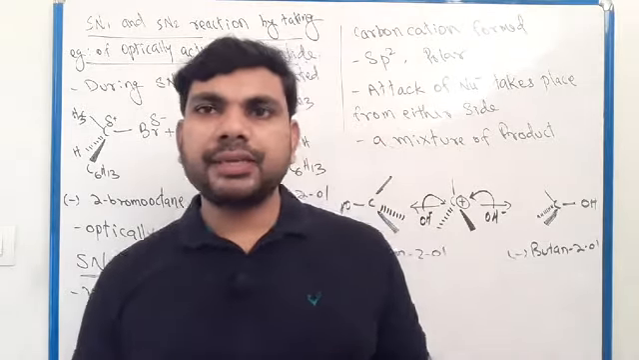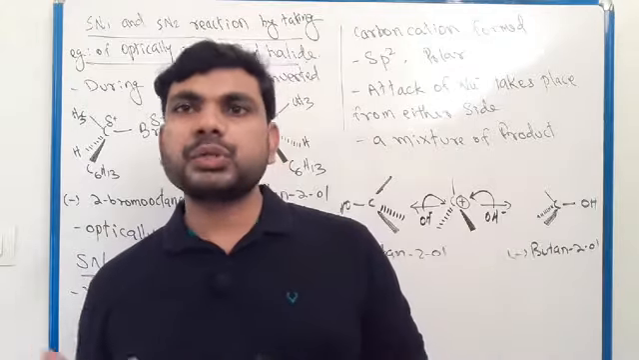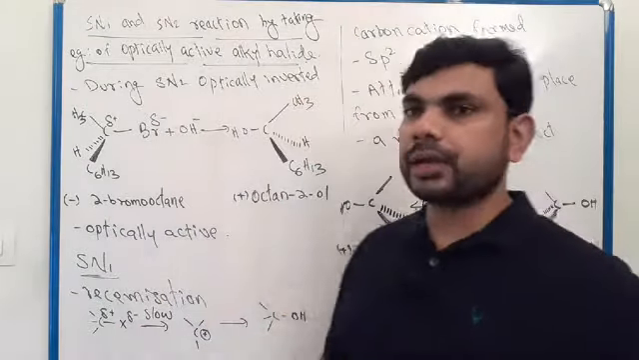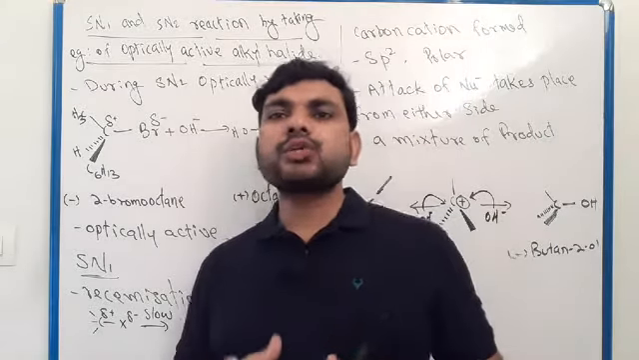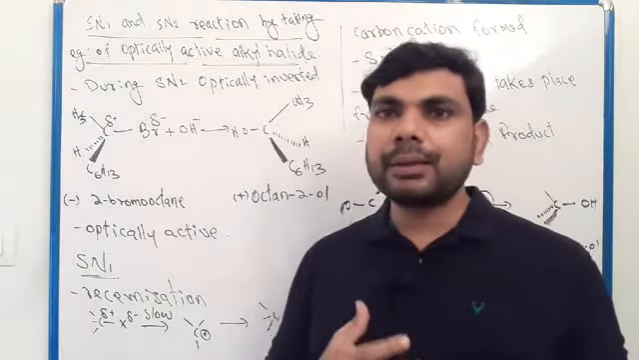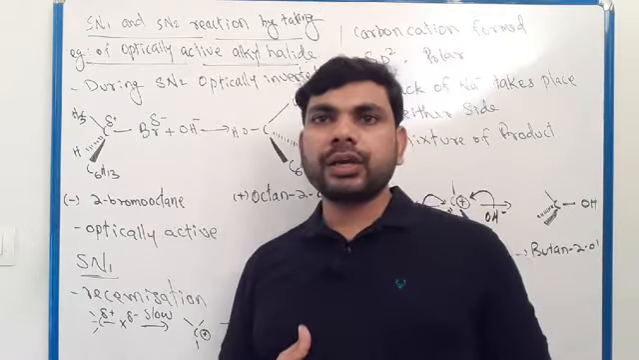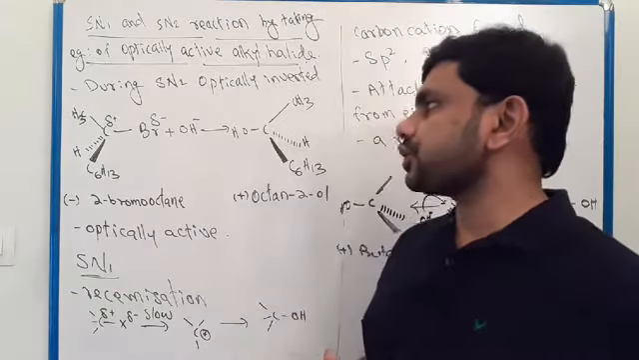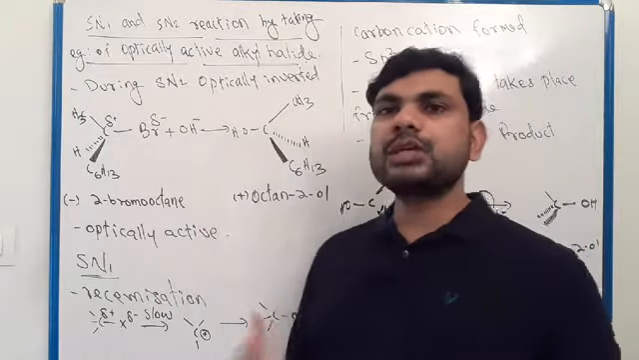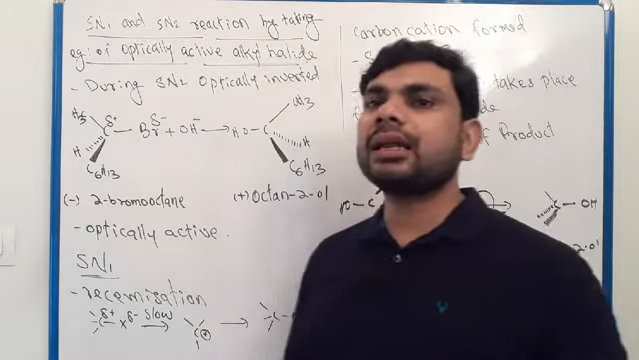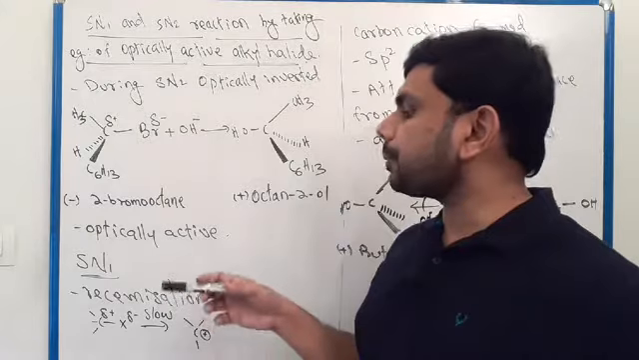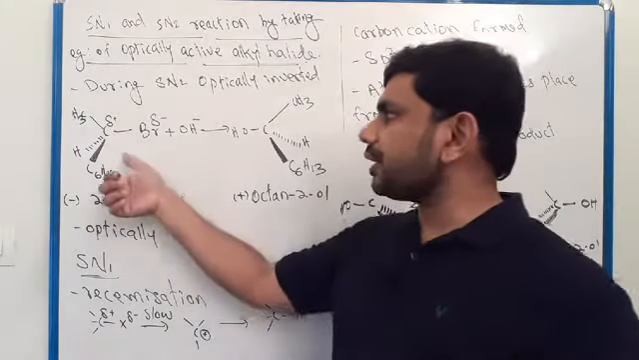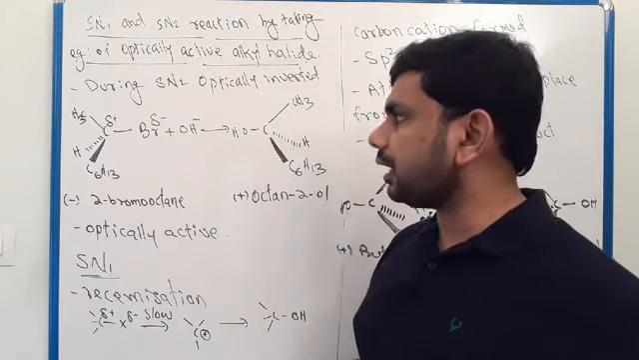Optical activity and SN1, SN2 reactions. First we have to discuss the SN2 reaction. We know the SN2 reaction takes place in primary alkyl halides. It is a bimolecular reaction. Primary alkyl halides are involved in the SN2 reaction. This is one example of a primary alkyl halide.